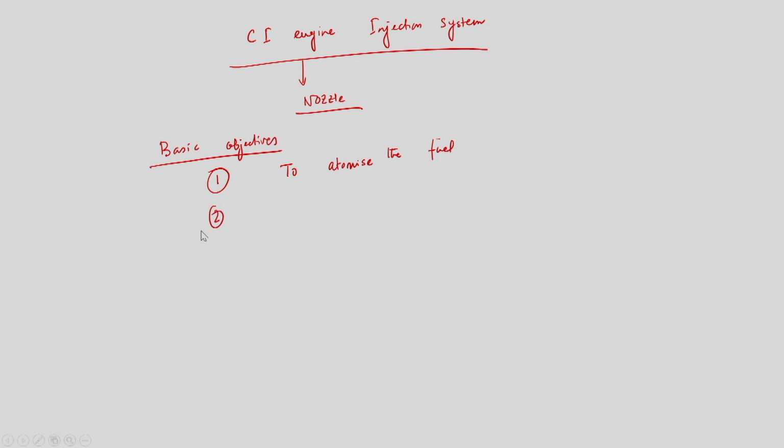Why is atomization required? Whenever we are supplying fuel, maybe we can directly supply fuel to the combustion chamber without a nozzle. In that case, we will be able to supply liquid fuel only in the form of larger drops. When you supply liquid drops in the combustion chamber, combustion will be localized, and we won't be able to supply fuel into the entire space of the combustion chamber. So combustion may not be efficient. So the function of the nozzle is to atomize the fuel into a number of smaller and smaller droplets.